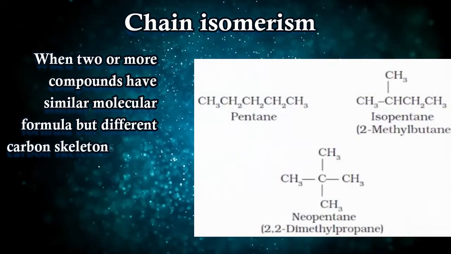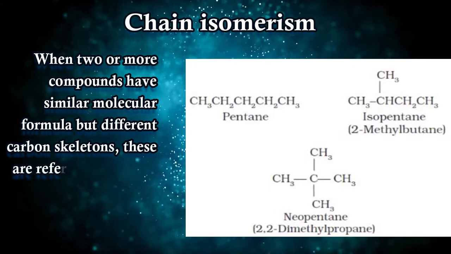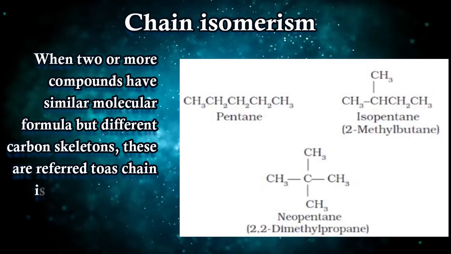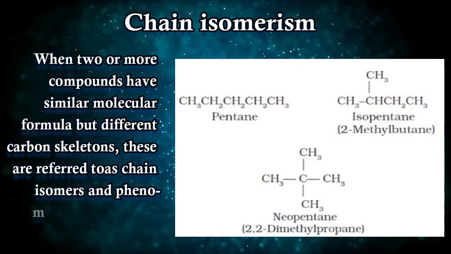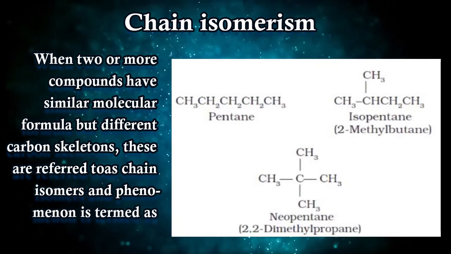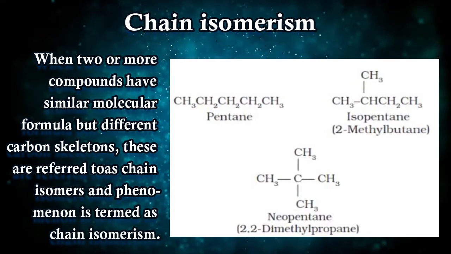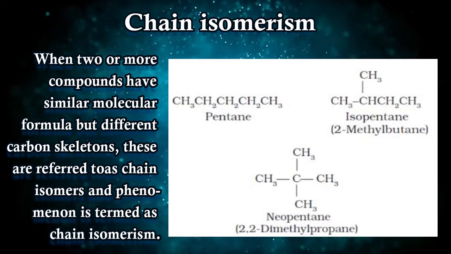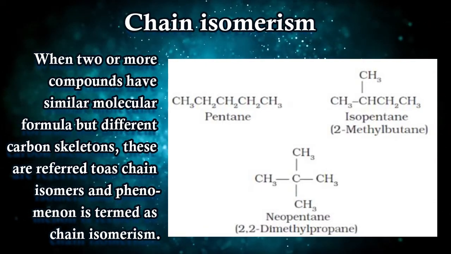Now what is chain isomerism? You can see it is written that when two or more compounds have similar molecular formula but different carbon skeleton, these compounds are referred to as chain isomers and the phenomenon is termed chain isomerism. So this is what chain isomerism is. To understand this with the help of examples, one example is given right here: pentane, isopentane and neopentane. What is pentane, isopentane and neopentane? All these three are basically pentanes, and the general formula of pentane is C5H12.